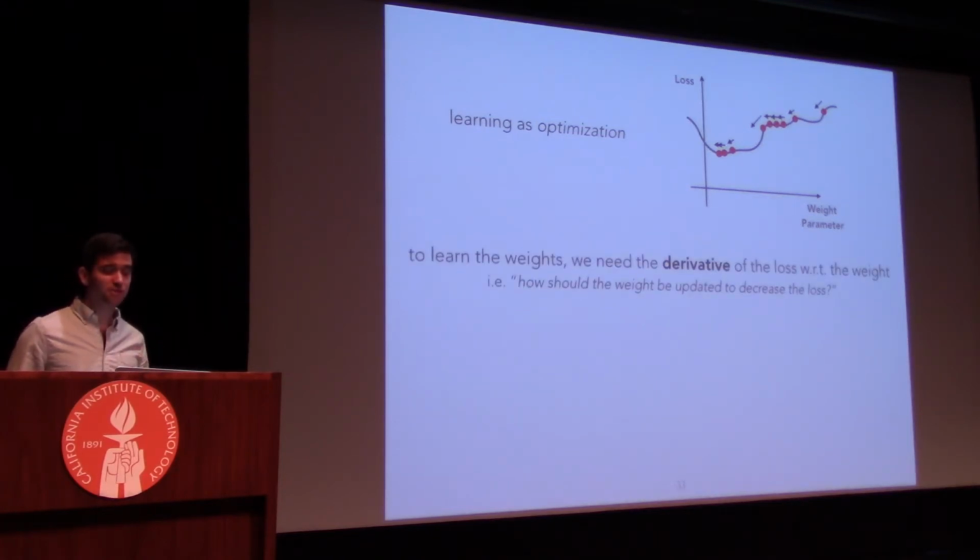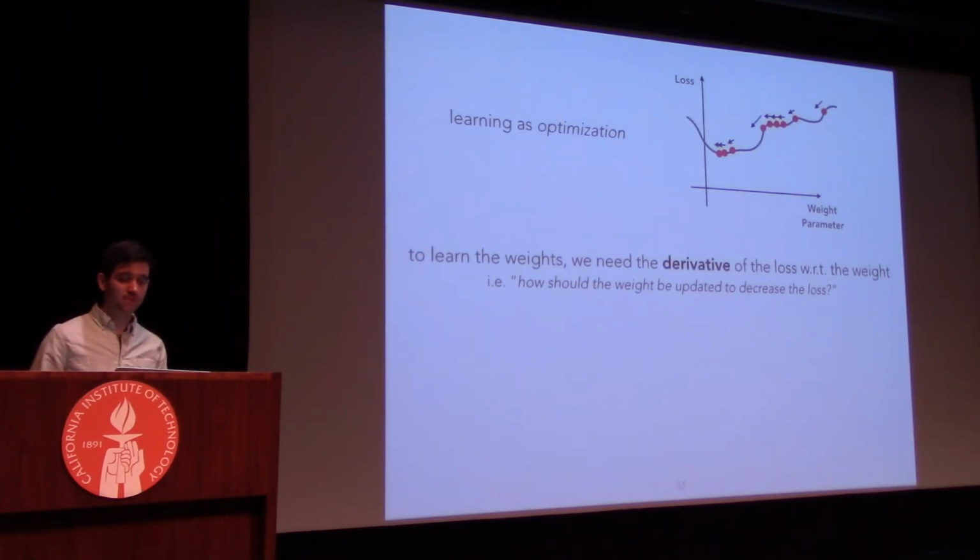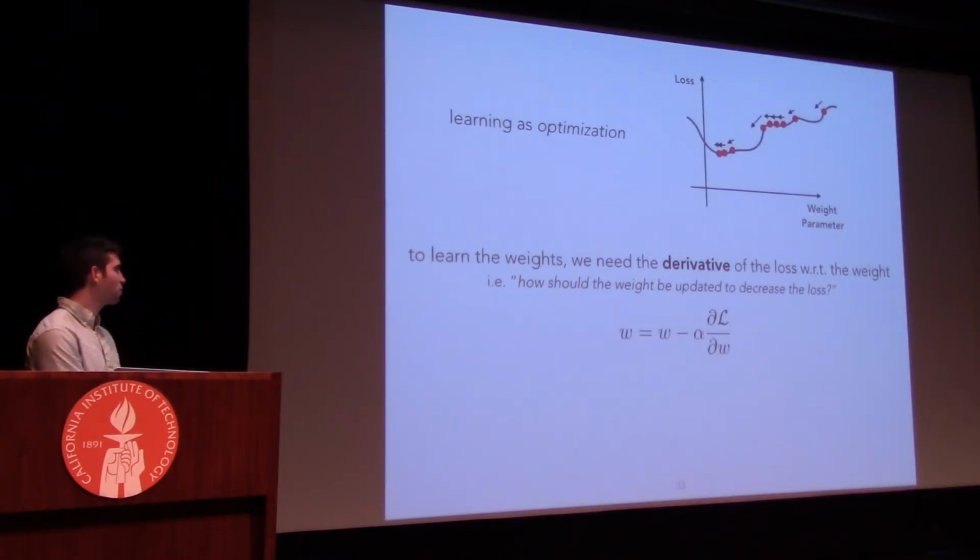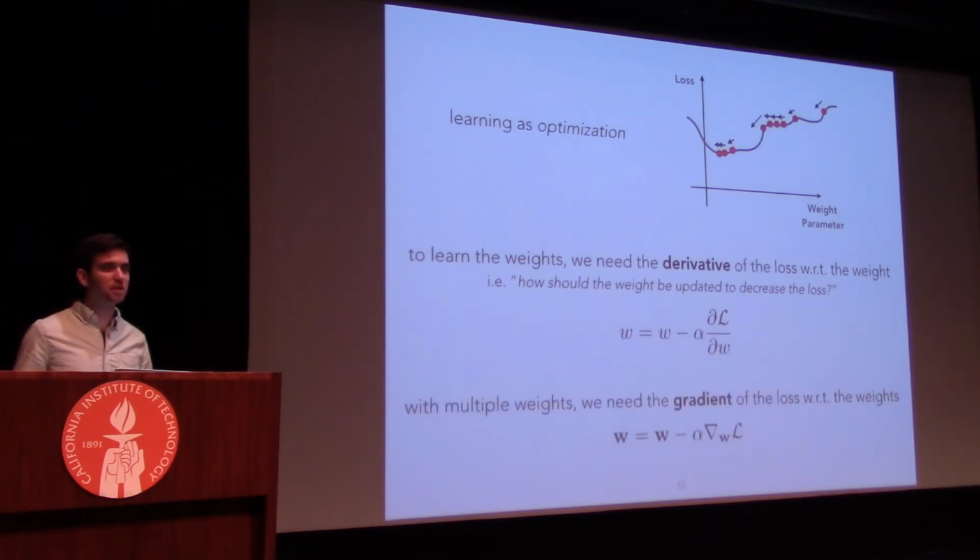And in order to do this optimization, we need the derivative of the loss with respect to the weight. So this effectively tells us how the weight should be updated in order to decrease the loss. This is just very general for machine learning. And you would typically use some type of update like this, where you take your weight and subtract off a small step in the direction against the gradient, or against the derivative here. And in multiple dimensions, we refer to that as a gradient, denoted with this upside down triangle.